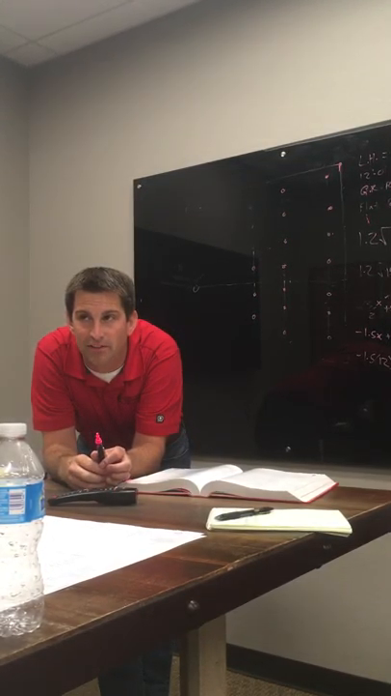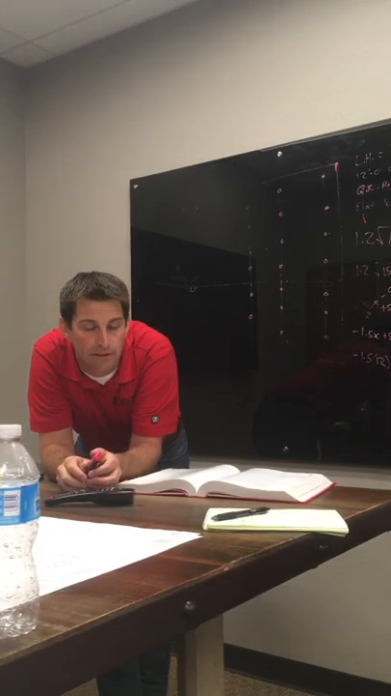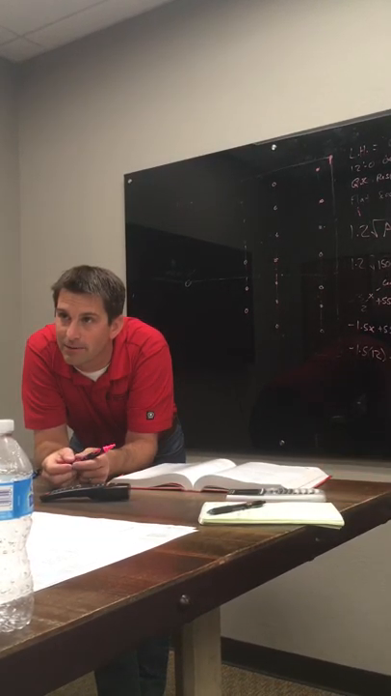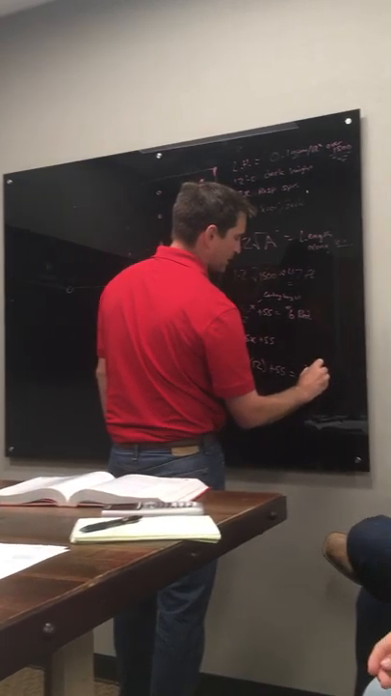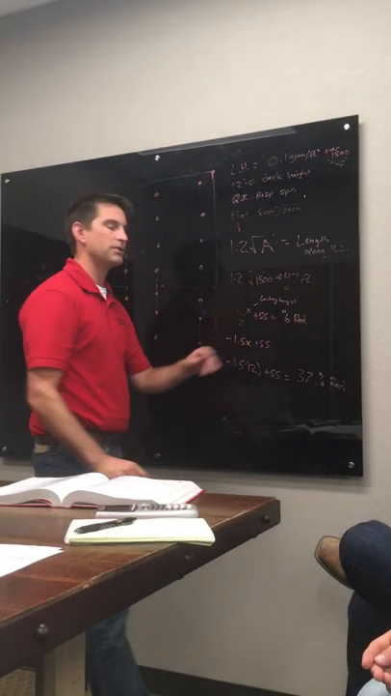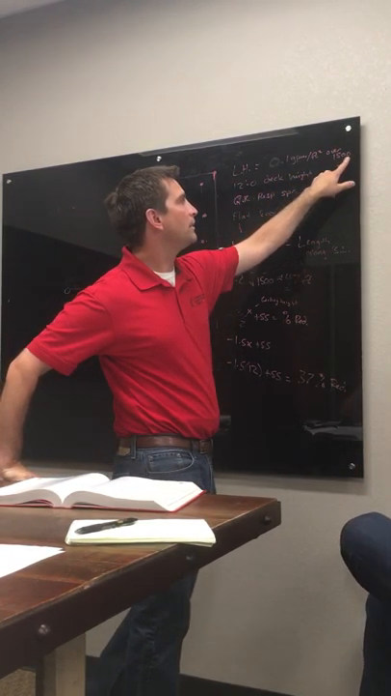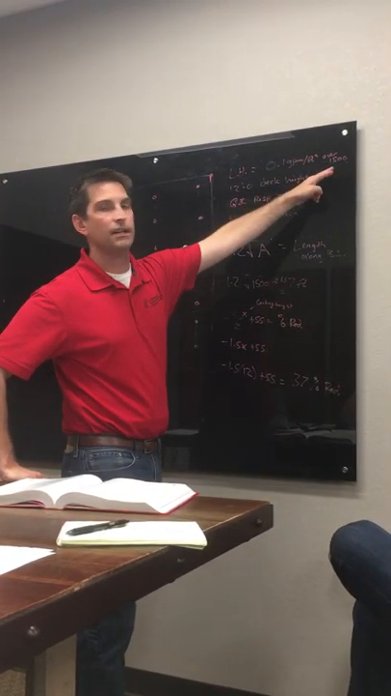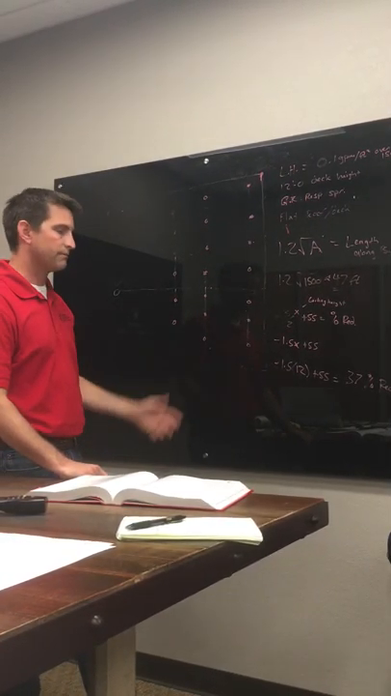37. That's a 37% reduction, so we can reduce our area by 37%. I have to have 1,500, but I can reduce it by 37%. So I take 37% of 1,500 and subtract that off of 1,500.